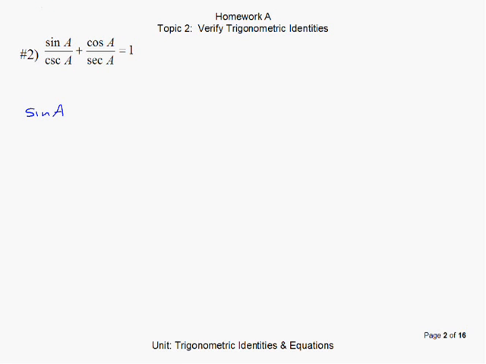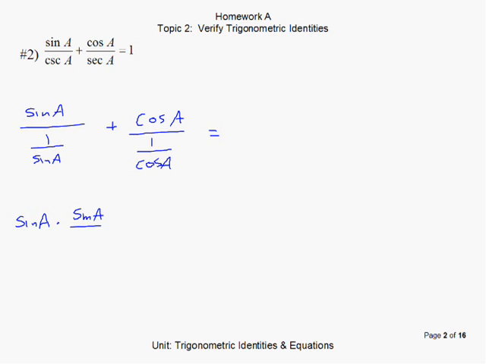Number 2, I would change any trig function that wasn't sine or cosine into sine or cosine. Cosecant of A is 1 over sine of A. Secant of A is 1 over cosine of A. At this point, this is what I like to call being on autopilot. When you have a complex fraction, make it non-complex. Instead of dividing by 1 over sine of A, multiply by its reciprocal. Instead of dividing by 1 over cosine of A, multiply by its reciprocal.